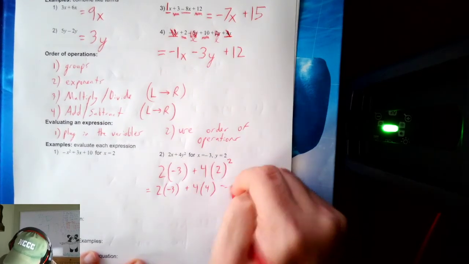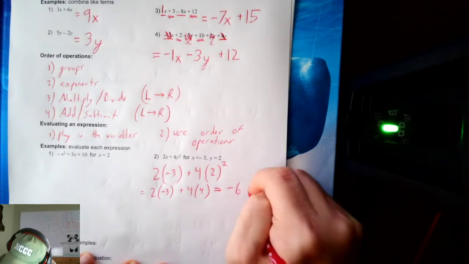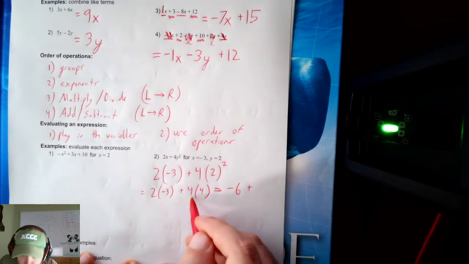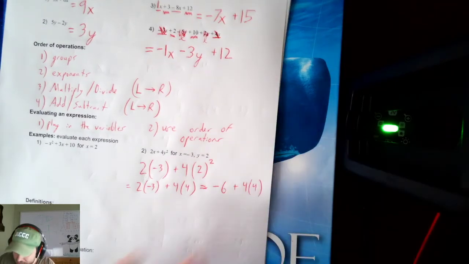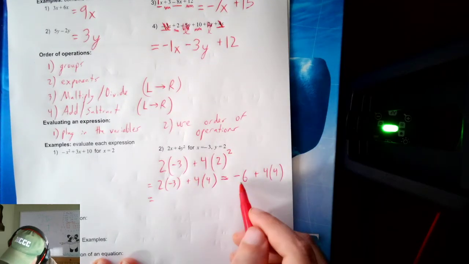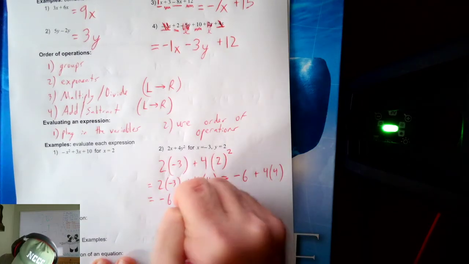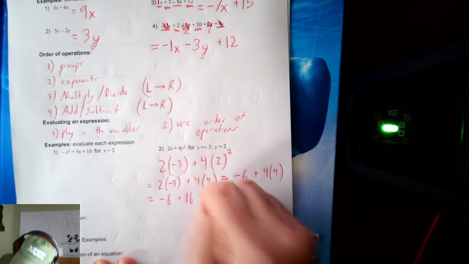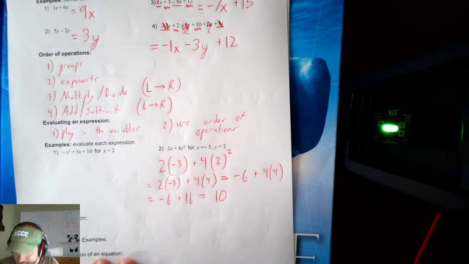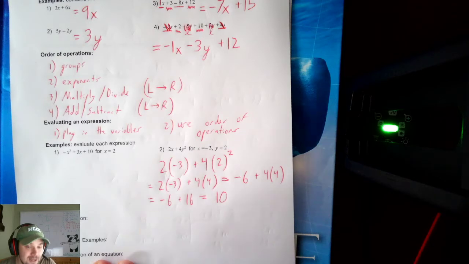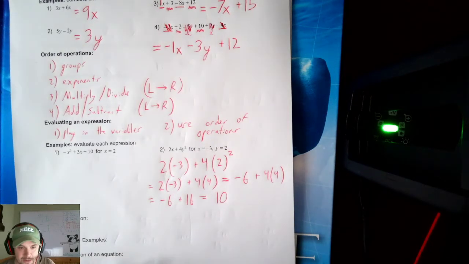2 times negative 3 is negative 6, plus 4 times 4. I can do the 4 times 4 right now if I wanted to, but we'll leave it separate for now. Now we've got negative 6 plus 4 times 4. That's 16. And negative 6 plus 16 will give me positive 10, right? Negative 6 plus 16 is positive 10. So that was my first example I wanted to do.